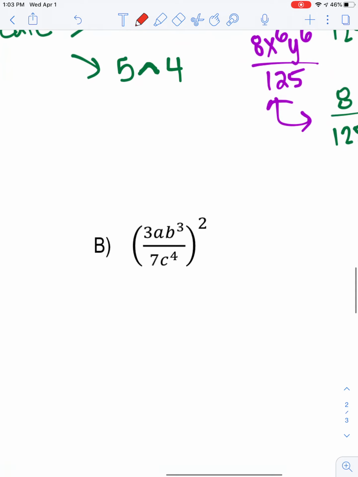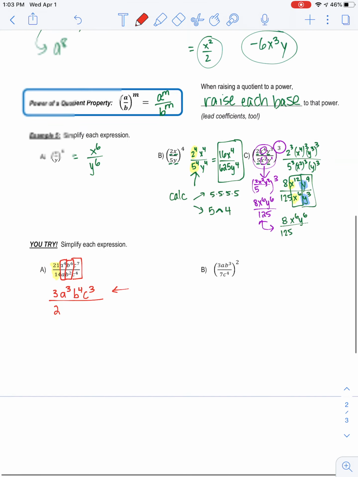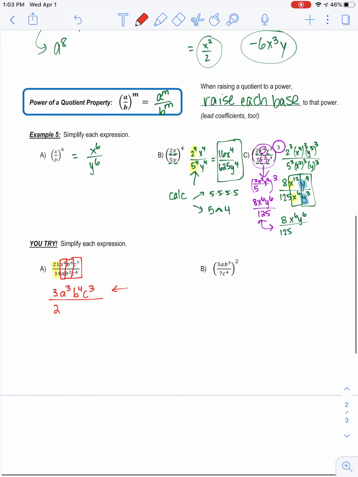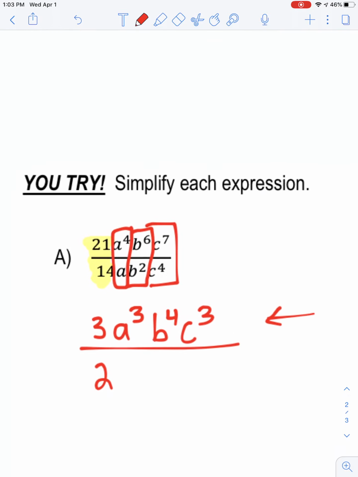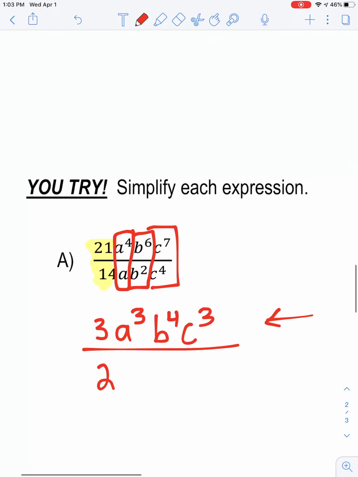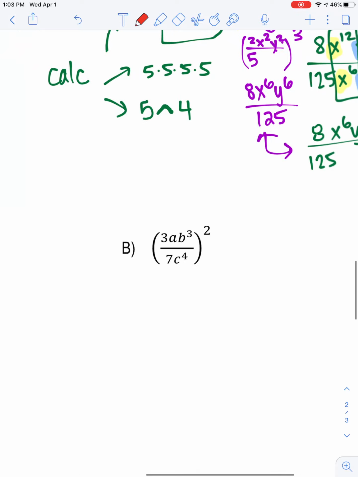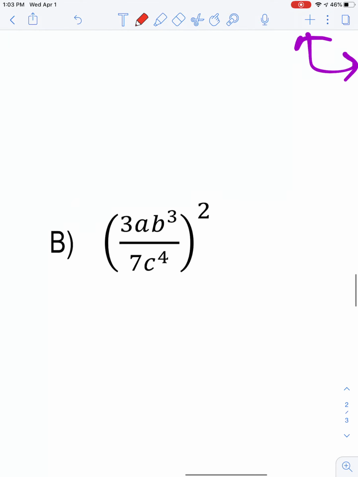Part B, now I have a quotient to a power. Okay, so here I just had a power, this is quotient of powers. Here I have a power of a quotient. Okay, so the second property on the back page. So when we take 3 to the 2nd power, we get a 9. A to the 2nd power is just a squared. B cubed to the 2nd is raising a power to a power, so I get b to the 6th.